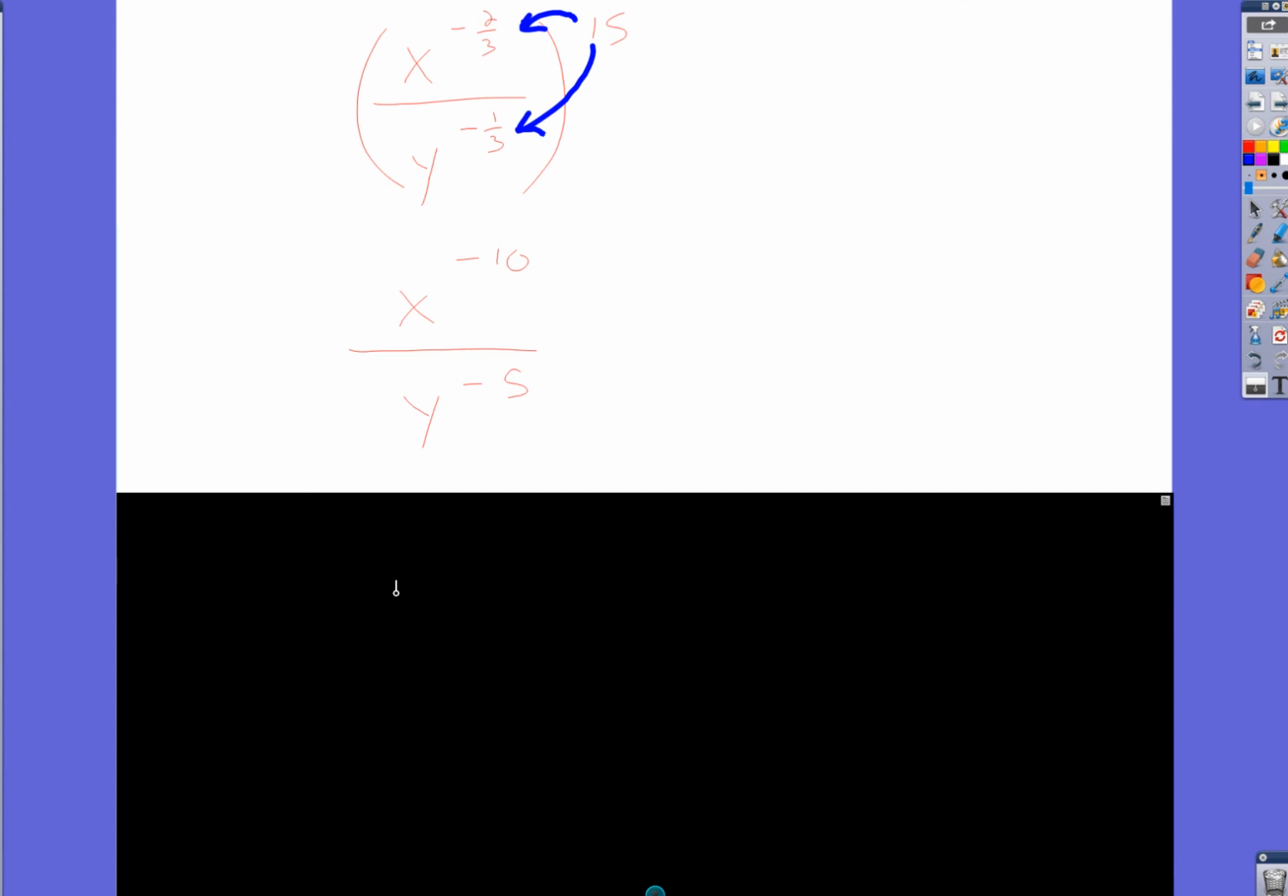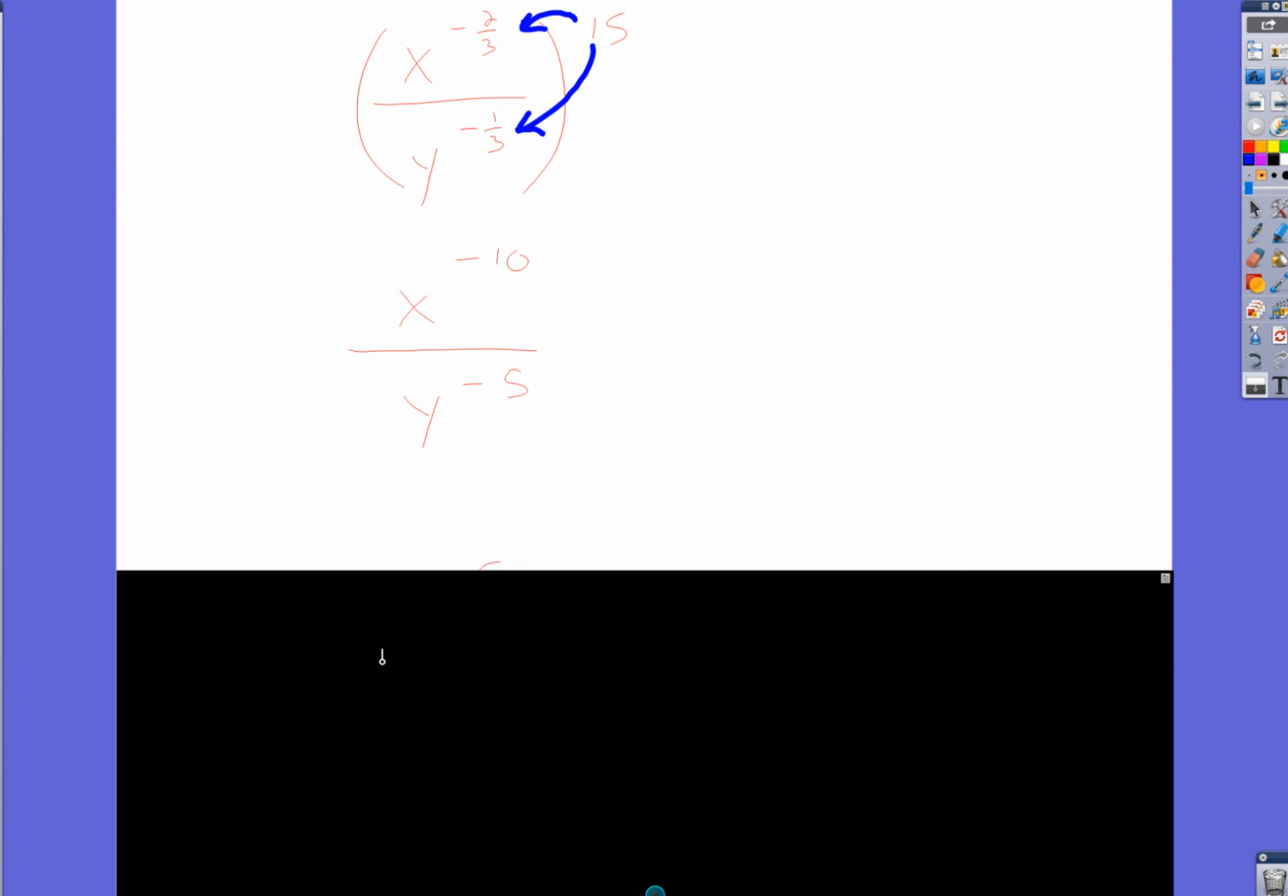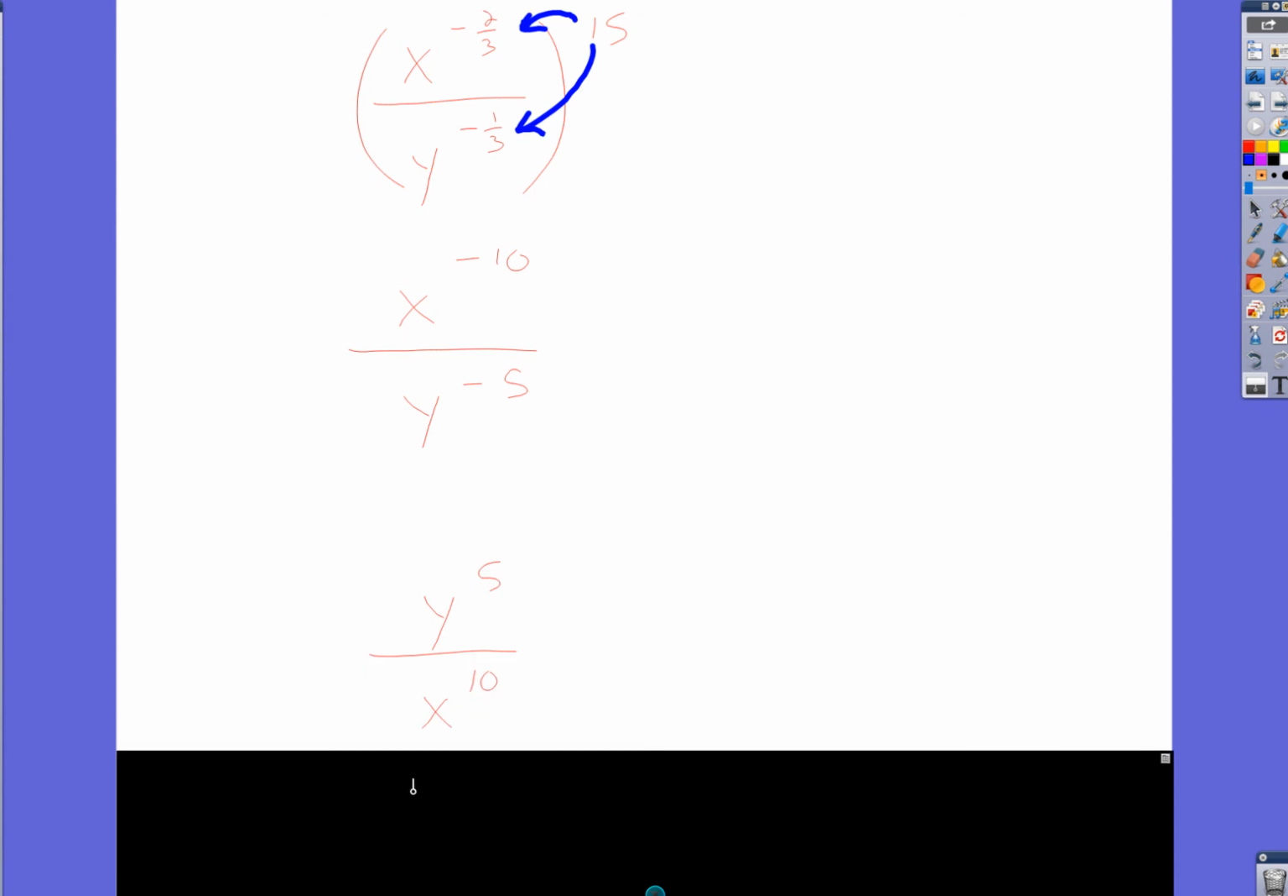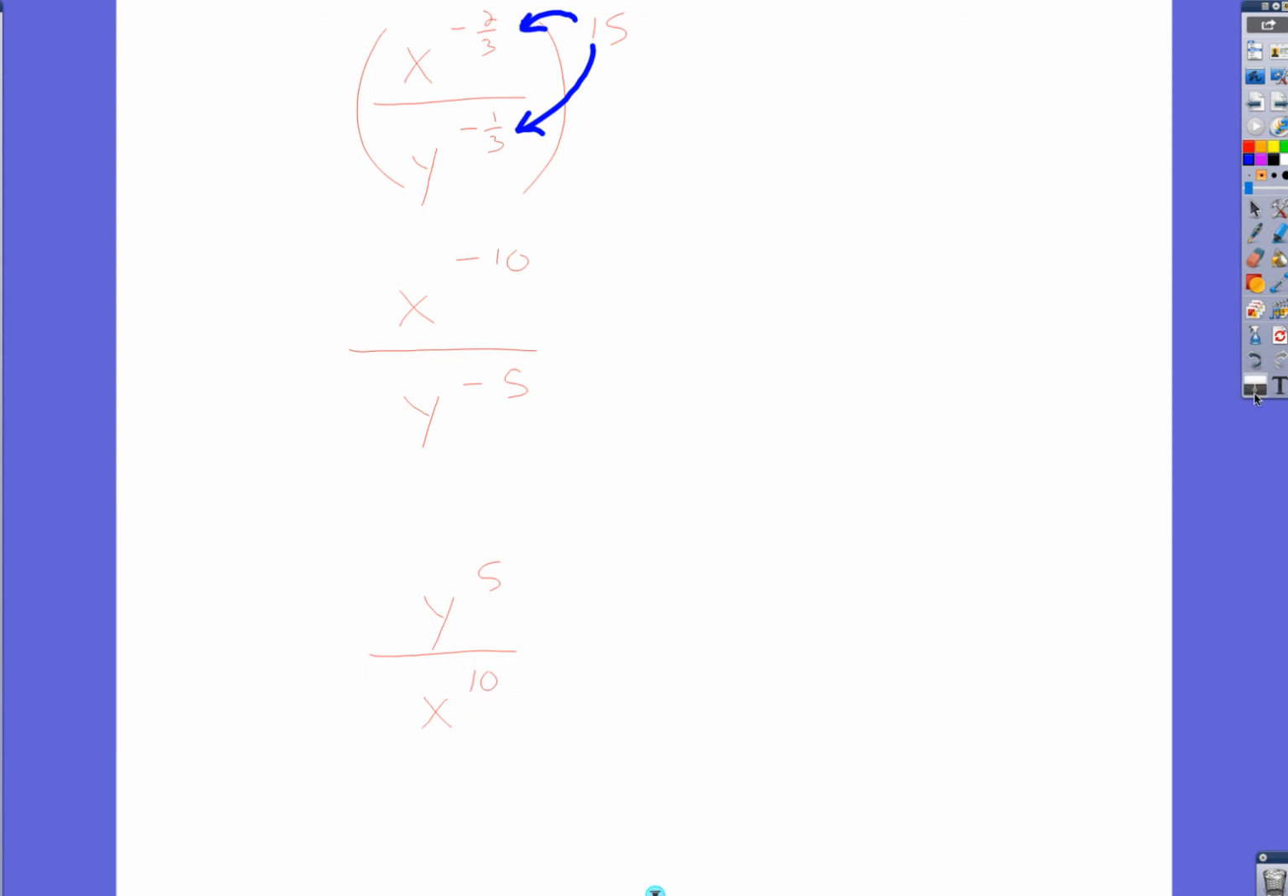But what you can do is do what we did the last time. How do you fix a negative power? You flip it, flip the script. The x drops as if it was hot, and then the y goes up to the top. And then by flipping it, I can make the exponents positive. So I have y to the 5th over x to the 10th.